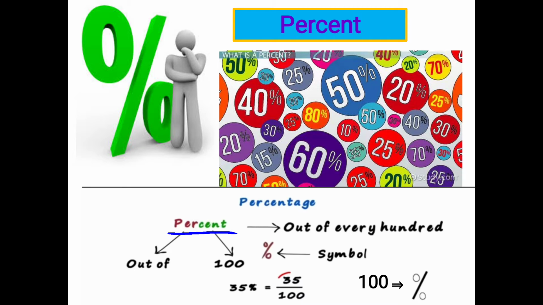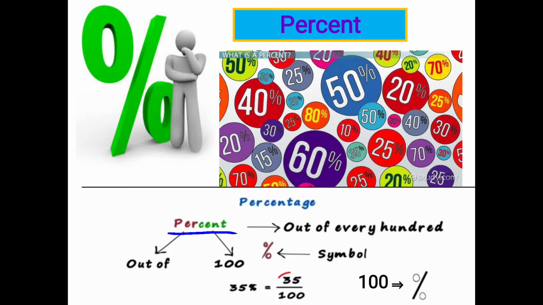Now let us try to understand what percentage is. Percentage is many times also represented as just percent. In percent, per means out of, and cent means 100. So we can say percent means out of every 100.